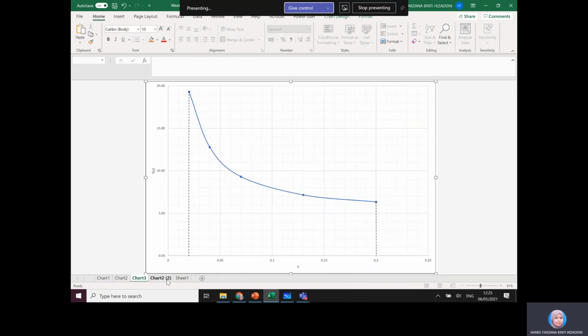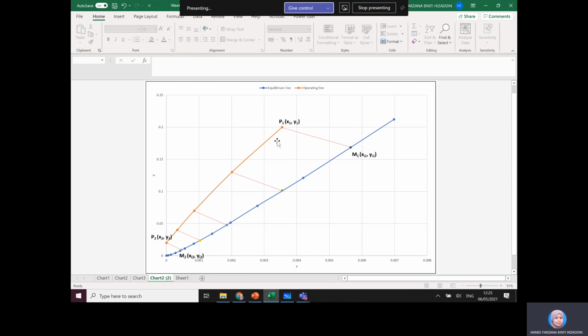Here I'm showing you the chart. Let's say this blue line here is your equilibrium line. You can see that in the beginning it's not straight. It's a bit curved, but towards here it will be more straight. But the operating line is obviously not a straight line, it's slightly curved. That's why you need to have these intermediate points. The more points you have in the intermediate, the more accurate the curve would be. So 5 points is also sufficient.